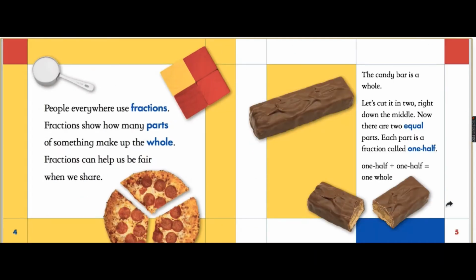Fractions. People everywhere use fractions. Fractions show how many parts of something make up the whole. Fractions can help us be fair when we share. The candy bar is a whole. Let's cut it in two right down the middle. Now there are two equal parts. Each part is a fraction called 1/2. 1/2 and 1/2 is equal to one whole. So here's the whole candy bar. They cut it in half, meaning they cut it right down the middle, so that each person can get the same amount.